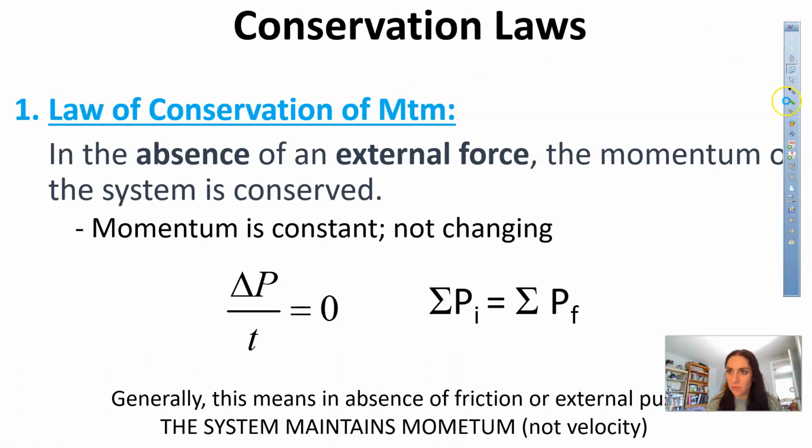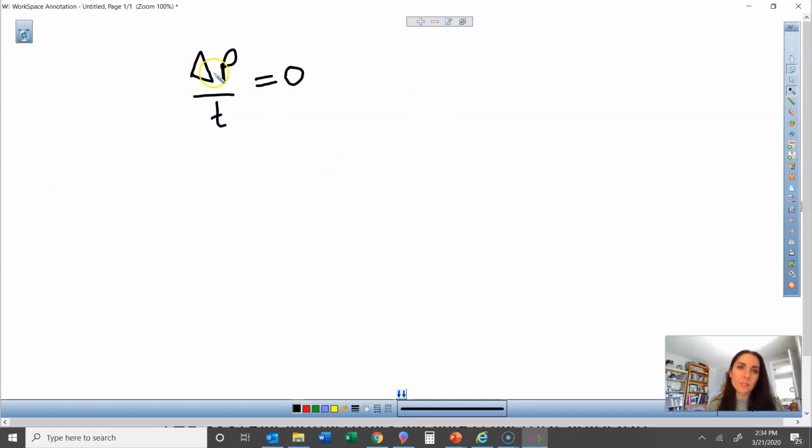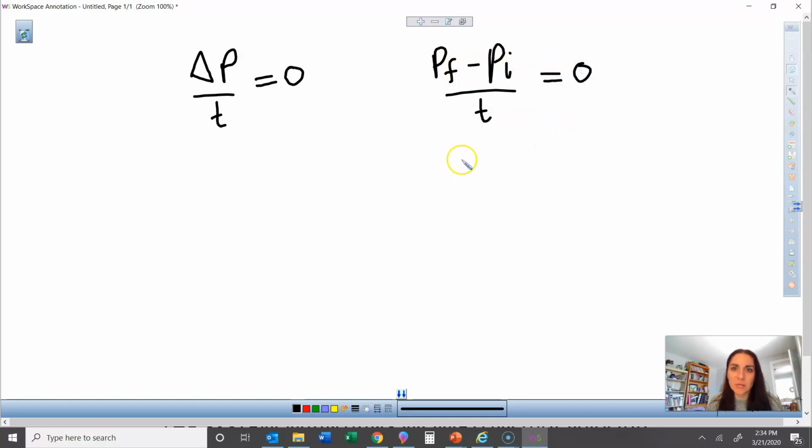So let me show you. Actually, I'm going to do a blank page and say delta P over T is equal to 0, right? So notice that delta P is basically the same as me saying P final minus P initial over T. So basically what I'm saying is that the change in momentum has to equal 0. In other words, the final momentum minus the initial momentum has to equal 0.